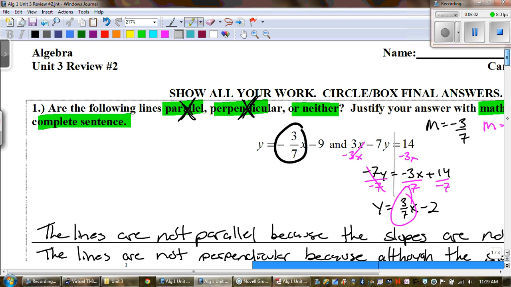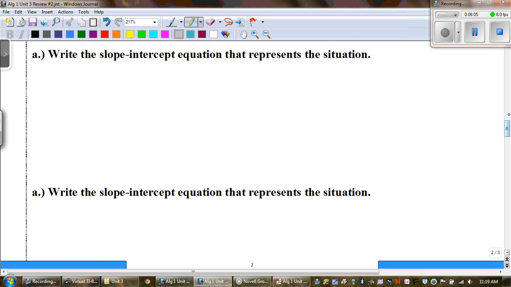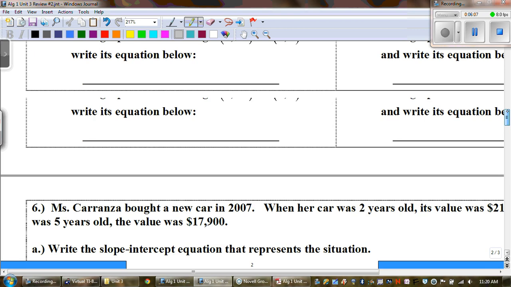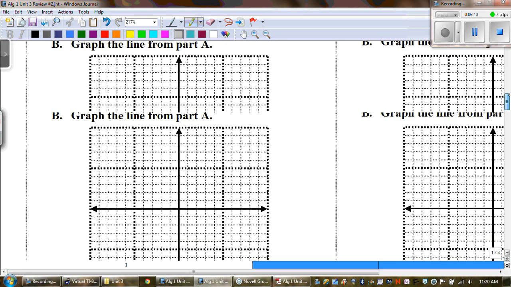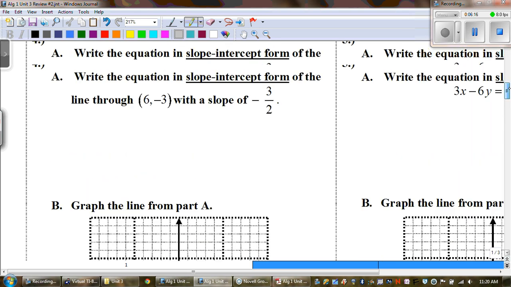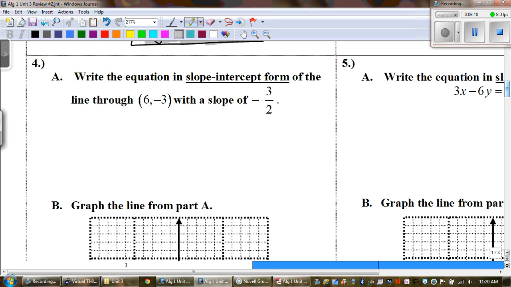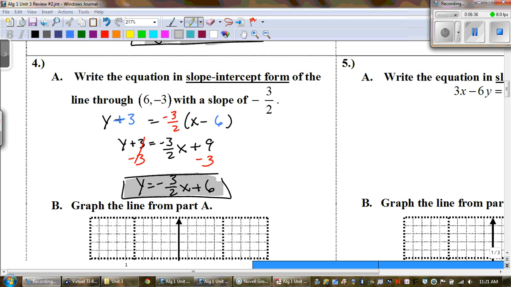Okay. So, for number 3, what's it asking us to do? Did you read it? It says write the equation in slope-intercept form. You guys can do that. I'm pausing the video. You're on your own. Good luck. Okay, hopefully you watched your negative signs, and then you would have gotten y equals negative 3 over 2x plus 6.